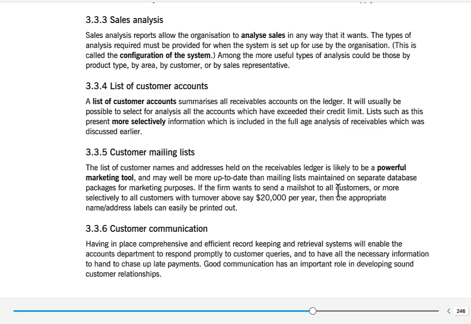Question 1. If a business wants to send reminder letters to overdue customers, what report helps it get the addresses quickly? Answer: you should say, the customer mailing list. Question 2. If a business wants to send a promotion to all credit customers, what report helps? Answer: you should say, the customer mailing list.